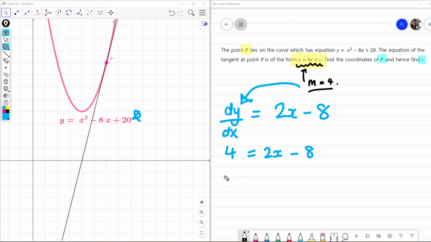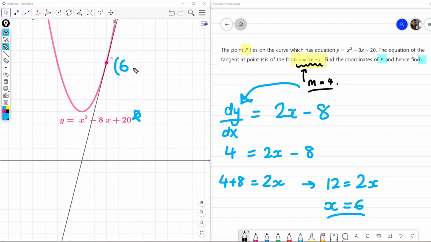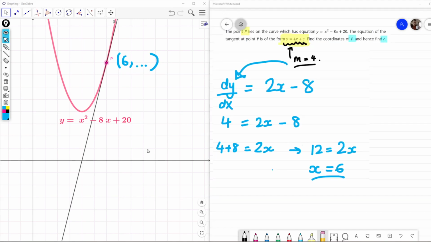So I'm going to rearrange this formula very slightly. 4 plus 8 is 2x, so that's 12. And from here, I'm going to get x is 6. So what that tells me is the x value for P is 6. Now that I've done that part, the problem starts to unlock. I've got the x value for P. If I want the whole coordinate, I need to plug that x value in to the original equation.